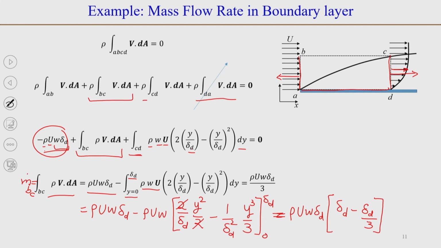So, you have rho u w delta d minus this multiplied by rho u w. If you look at what you get, it is rho u w delta d minus 2 delta d by 3 rho u w. So, rho u w times delta d minus 2 delta d by 3, and if you solve, the final answer, delta d minus 2 delta d by 3 is delta d by 3. So, you will get rho u w delta d by 3.